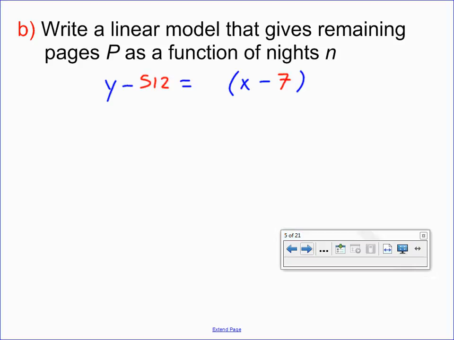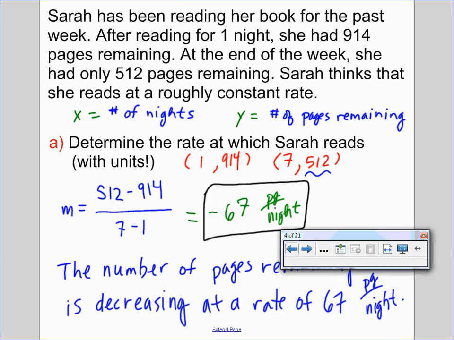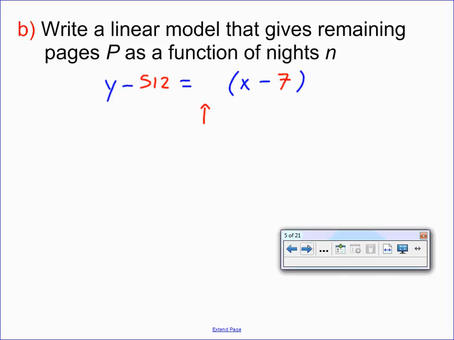What are we going to use for our slope number right there? Logan? Cool, thank you. I'm going to use the negative 67. So here's my point slope form. That's my go-to tool when I'm going to write the equation of a line on my own. I'm going to solve this for y and then call it p, because the directions specified I write the pages p remaining as a function of the nights n spent reading. So let's go ahead and solve this bad boy for y.